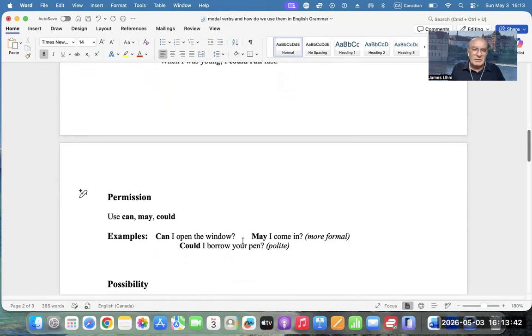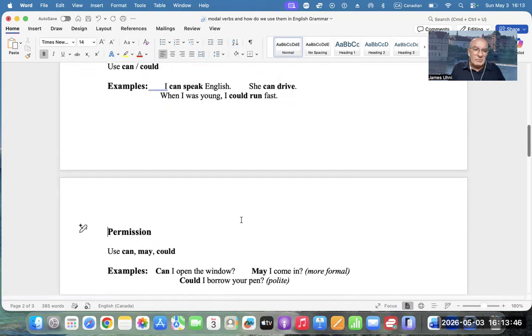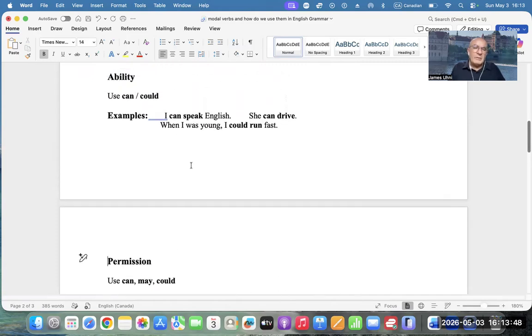It's very easy to use it. Just don't be afraid of it. So don't try to memorize, oh, ability is can, could, permission is can, could, and then what was the third word? No, it's very flexible. Permission is like ability plus may. Easy.